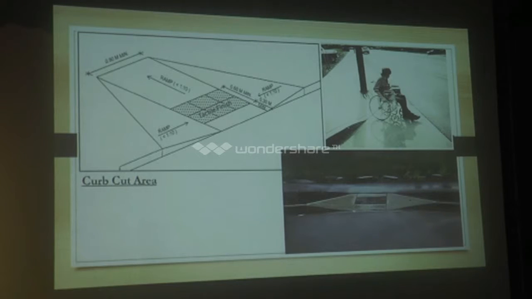The tactile finish in between is shown. This photograph is also shown. Next.